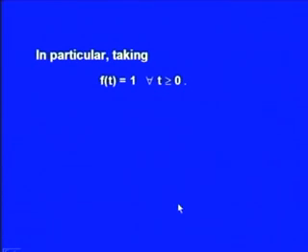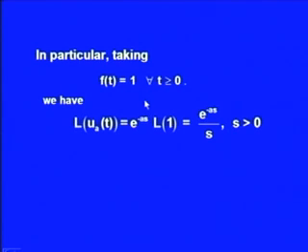Now, if we take a particular case here, let us assume that f(t) is equal to 1 for all t greater than or equal to 0, then we will have the Laplace transform of f(t minus a) into u_a(t) equal to Laplace transform of u_a(t), because f(t) is equal to 1 for all t greater than or equal to 0. So, we get Laplace transform of u_a(t) equal to e to the power minus a s into Laplace transform of f(t), that is Laplace transform of 1.